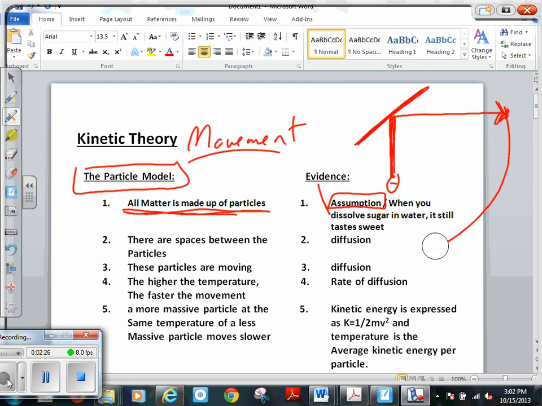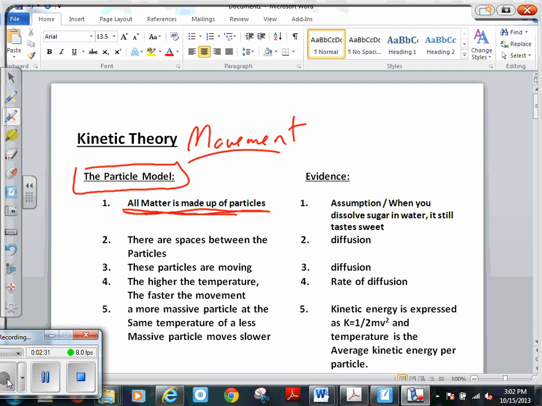Okay, so the particles that we're talking about here are going to be molecules, and molecules are made out of atoms, so molecules or atoms.